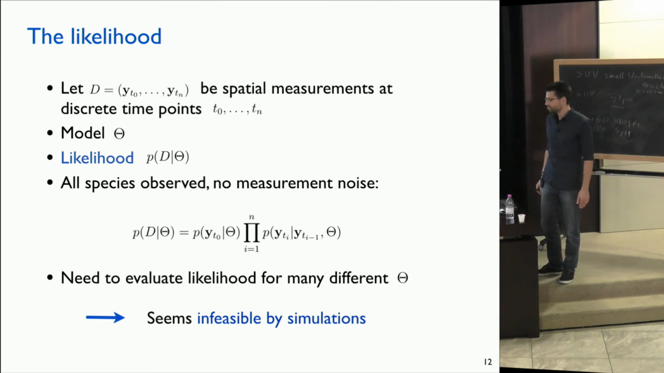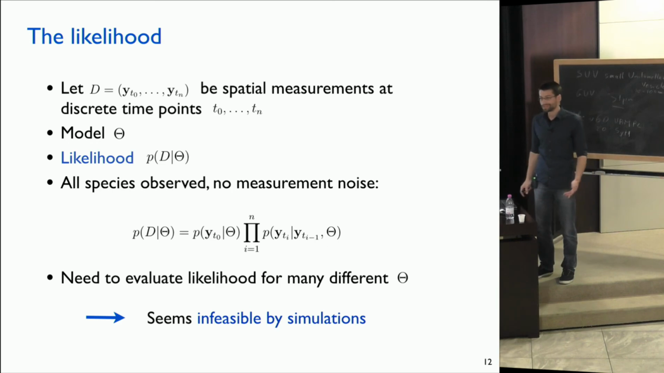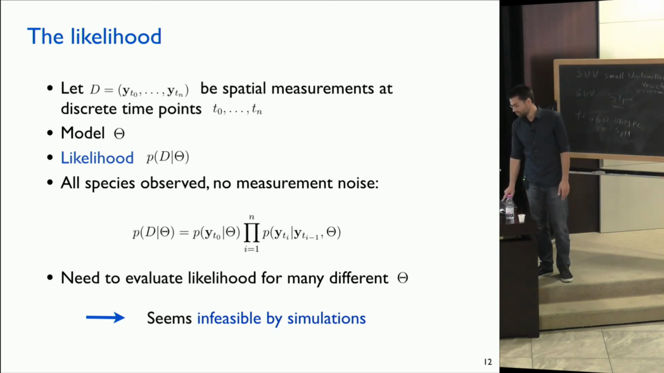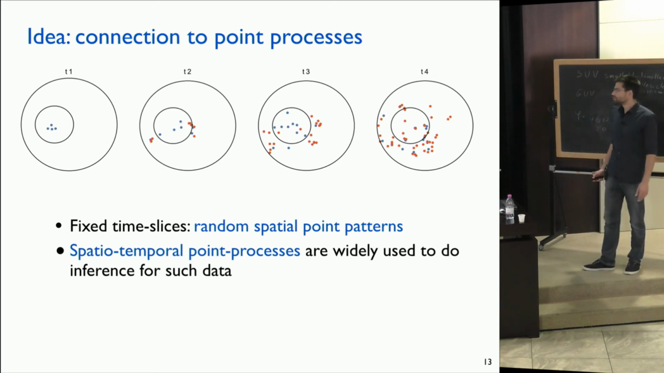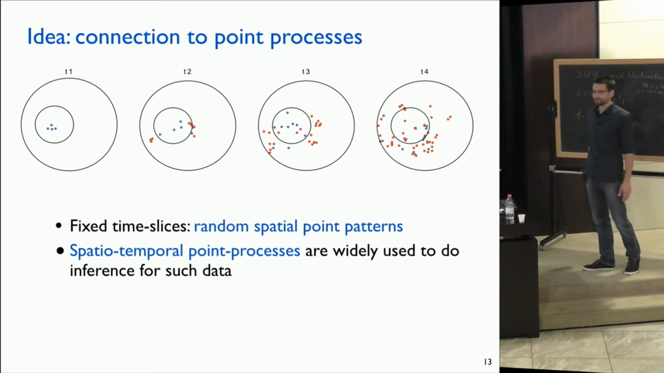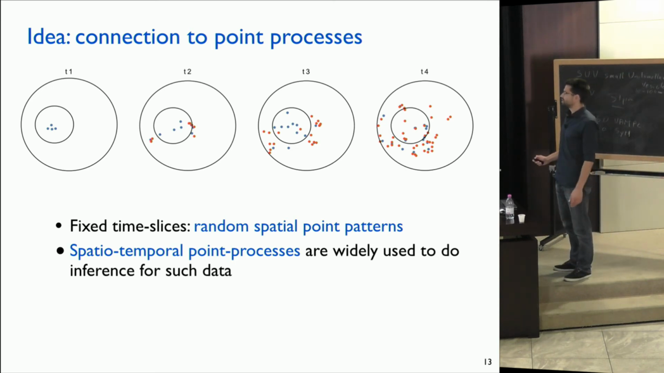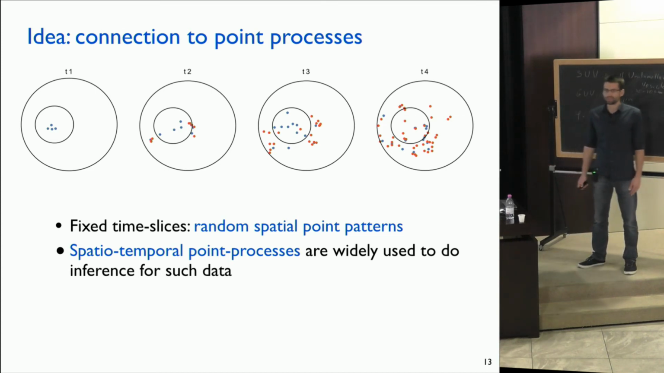So we wondered if we can come up with an alternative method that does not rely on simulations. And I want to first give you the intuitive idea that we had in the beginning when we started this project. So for that, let's look at the data again. If we ignore what happens in between time points, so that those are molecules moving around, then what we get are spatial point patterns in space at discrete times. And there exists a class in statistics called spatio-temporal point processes that does inference for exactly such data.